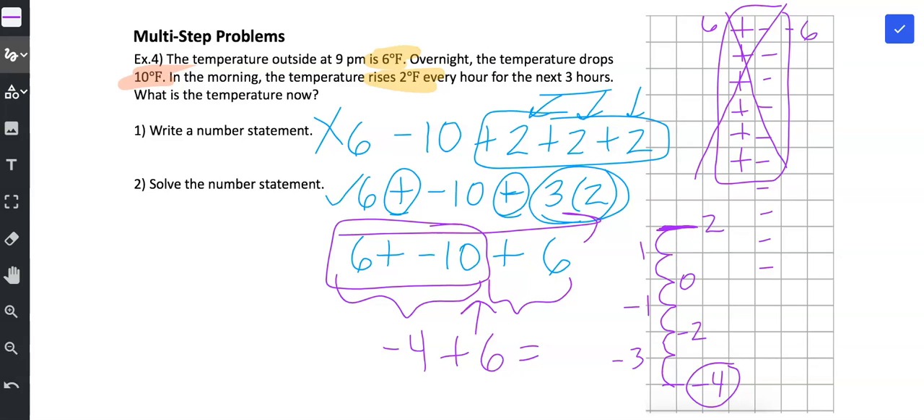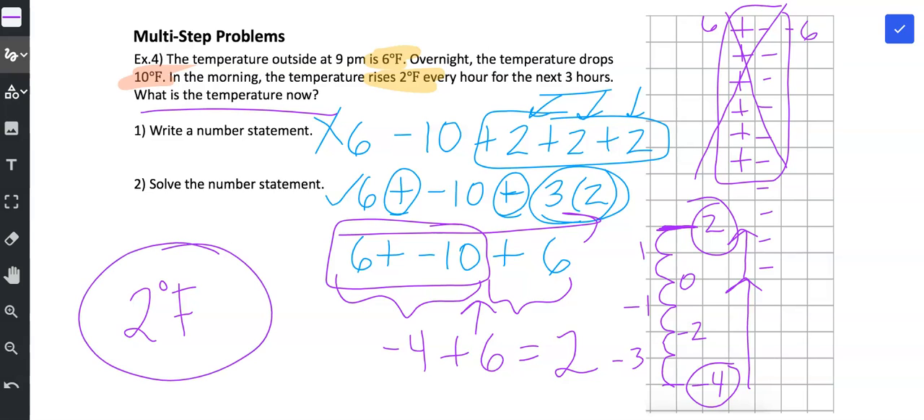And that makes sense because if I move up 4, that gets me to 0. If I move up 2 more, that gets me to 2. 4 and 2, I went up a total of 6. So I end up at positive 2 degrees Fahrenheit. And the question is, what is the temperature now? The temperature is now 2 degrees Fahrenheit.